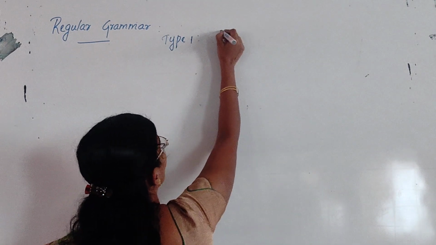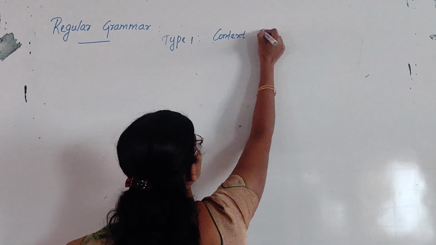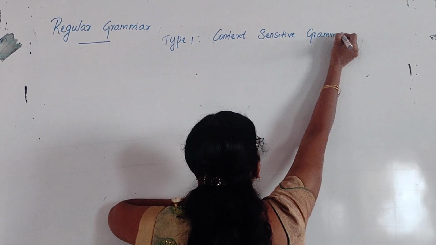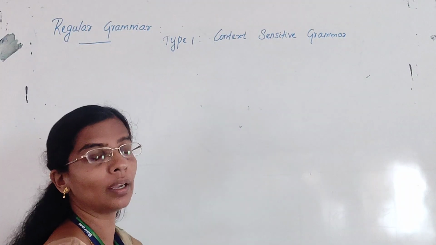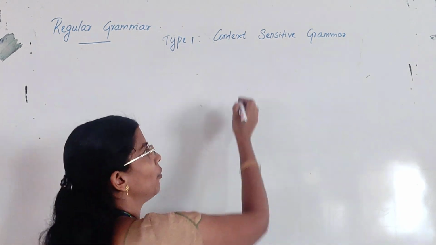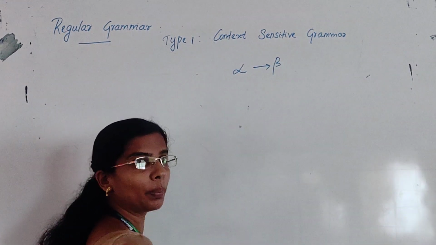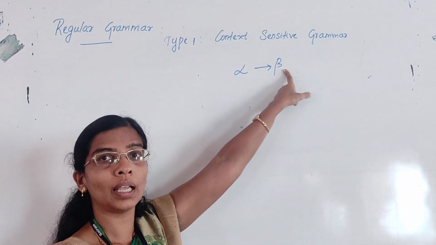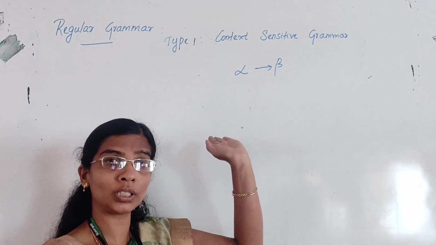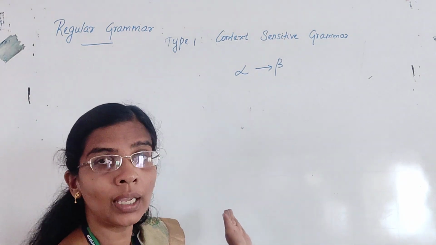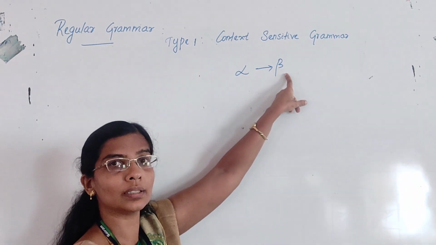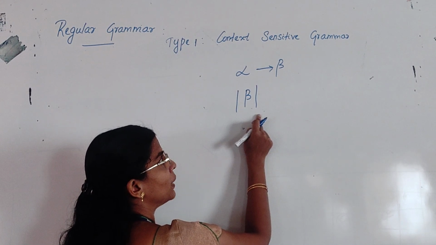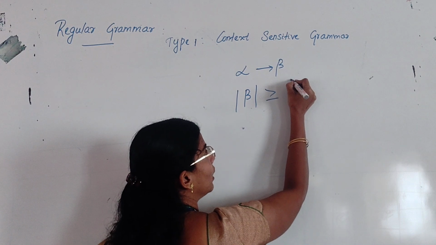Next is type 1. Type 1 grammar is context sensitive grammar. Here, this is also in the form of alpha tends to beta, but there is a condition in the length of beta. In phrase structure grammar, there is no restriction in the length of alpha and beta. Here there is a condition in the length of beta. How will I calculate length? Using mod. Length of beta should be greater than or equal to length of alpha.